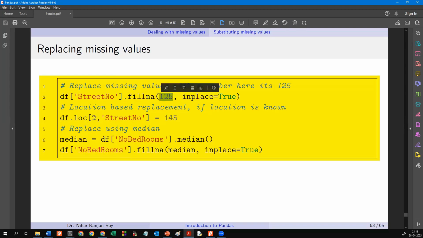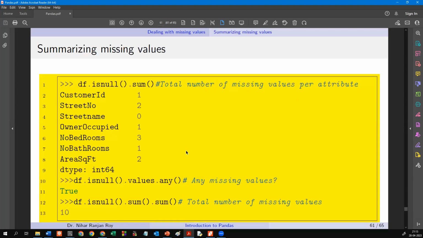If you know particularly, you can go by index number and column number and substitute the values. For number of bedrooms, you go with the median value. You calculate the median value for a particular column and fill it with the median value, right? This is how we clean it.